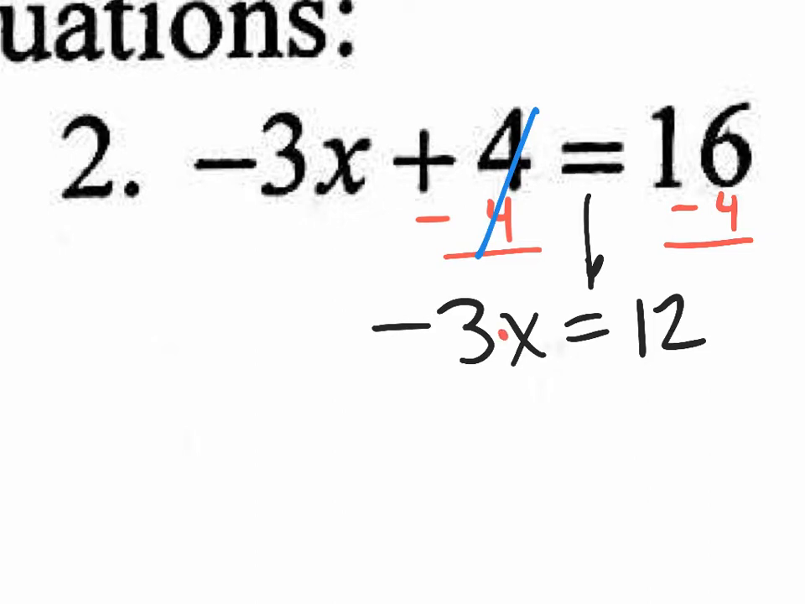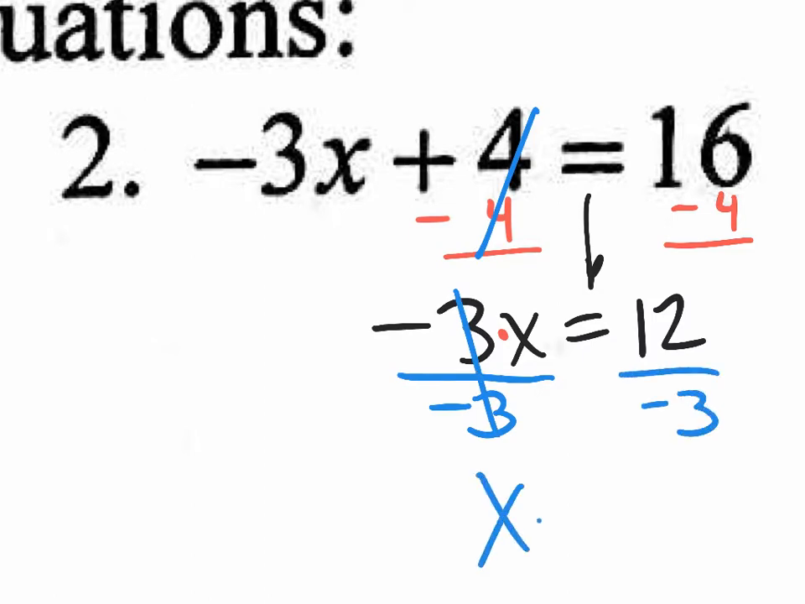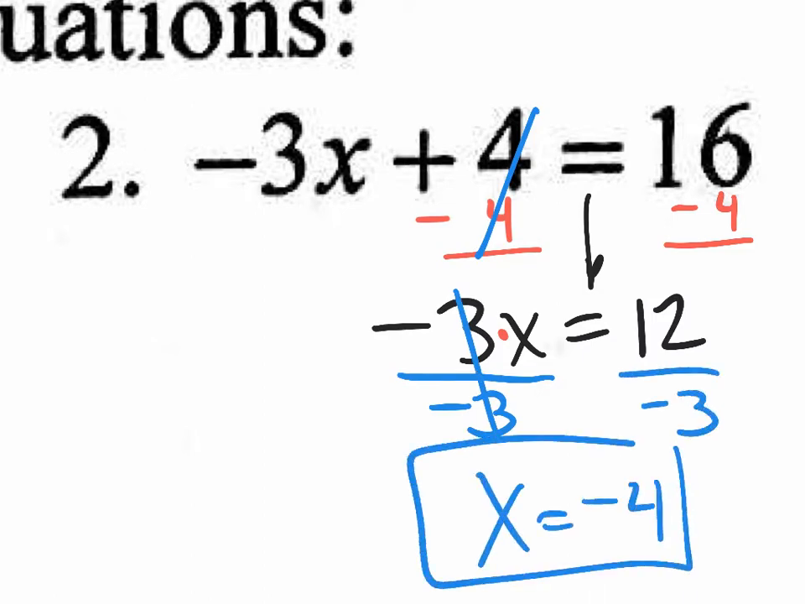Now we already know, or we can figure out, that negative 3 times 4 equals 12. But I don't want you to just jump to the answer. I want you to actually show your work. To undo the multiplication of negative 3, you're going to have to divide by negative 3. That'll cancel out. What you do to one side, you do to the other side. X equals negative 4.